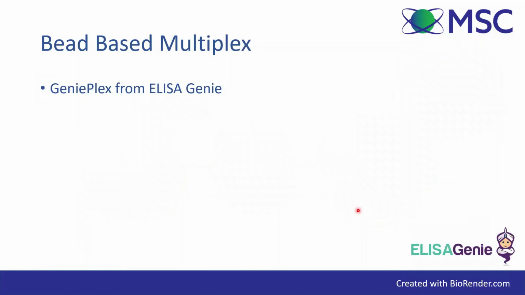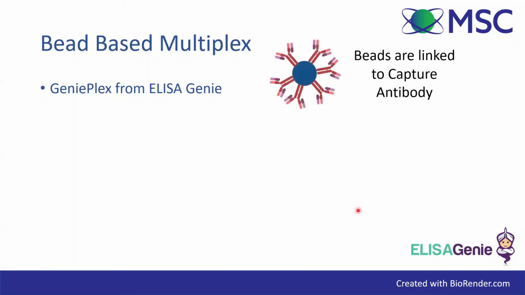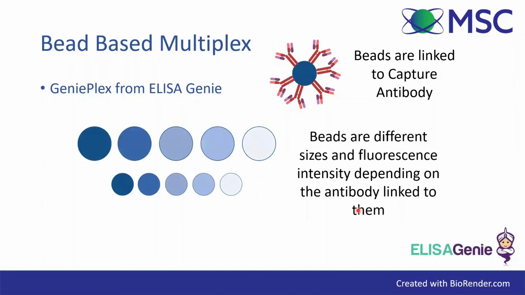I'll go into bead-based first and give you an example. Funnily enough, I'll use one from a company that we sell called GeniePlex, which is from ELISA Genie. The way this works is your beads are linked to a capture antibody. The beads come in two different sizes. The size difference is for visualization purposes only. One size is typically 5 micrometers and the other is 4 micrometers.